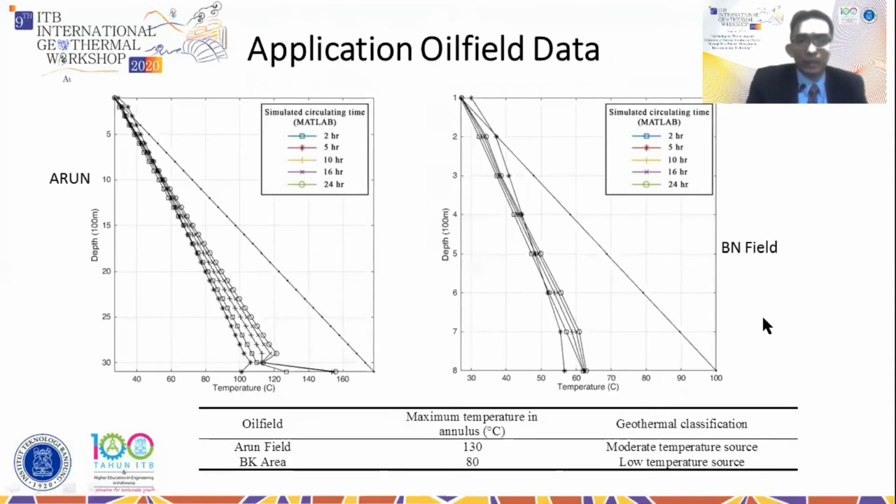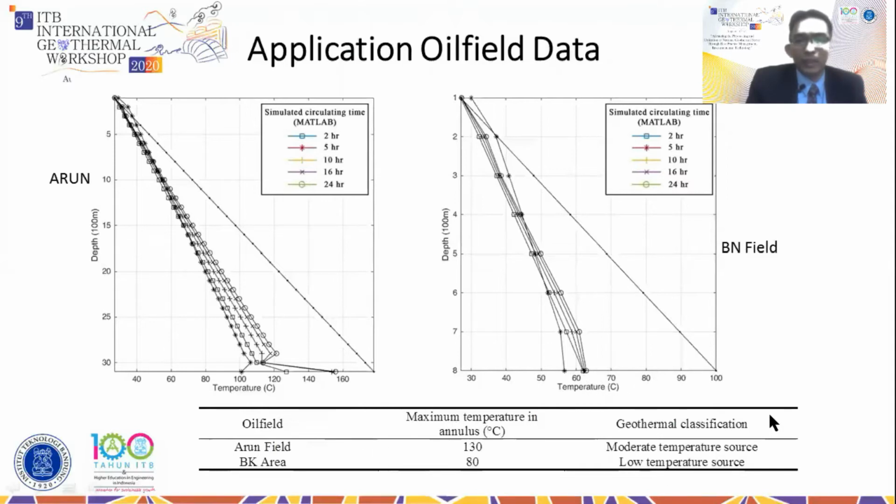So these are the results when we apply our program to each field. On the left is the Arun, this is the depth, and then we have the temperature. The depth is about 3,000. The result also indicates that it has about 130, 140 degrees centigrade after 24 hours of circulating the water. On the BN field, when we circulate until 24 hours, the temperature remains lower than 70 degrees centigrade.